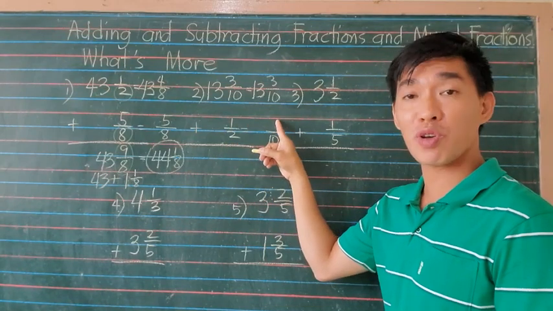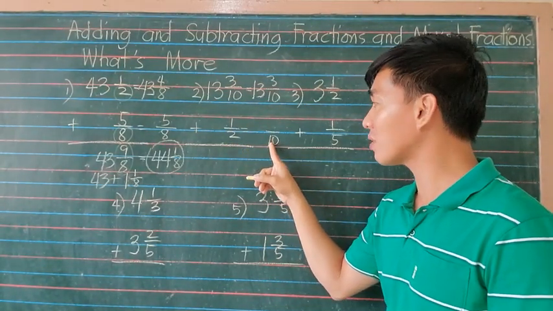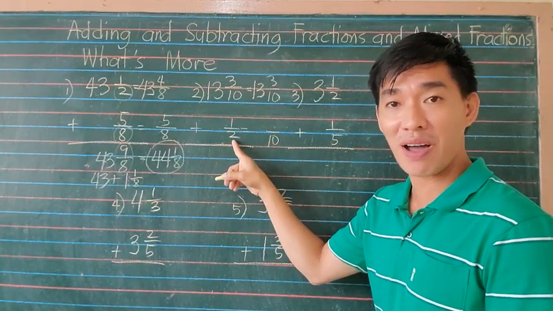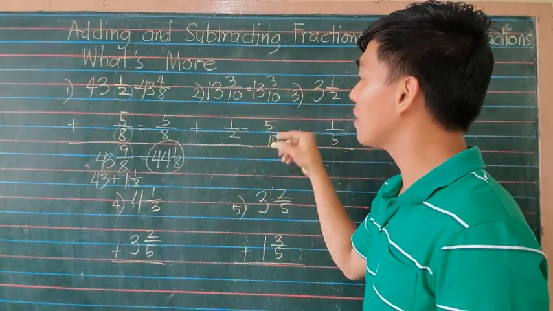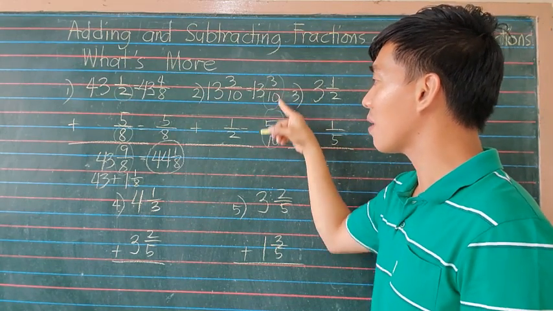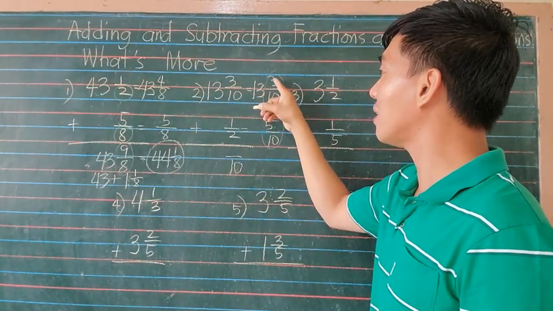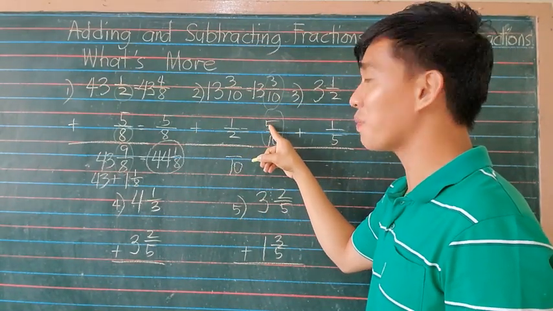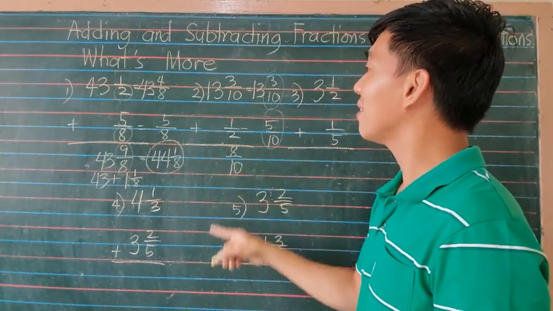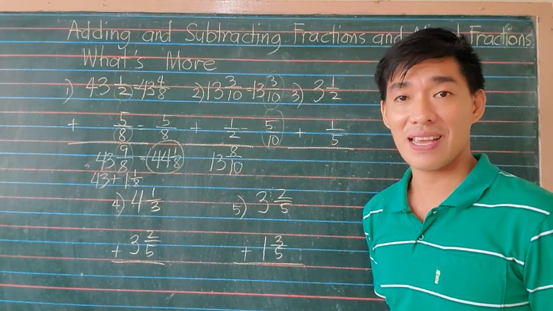So, magbabago din po yung numerator natin. So, we have to look for the new numerator. So, 10 divided by 2, that is a 5, times 1, that is 5. So if you notice, pareho na po yung denominator natin. We have the same or similar fractions. So copy denominator 10, then add the numerator 5 plus 3, that is equal to 8. Then of course, the whole number next, that's 13 and 8/10.